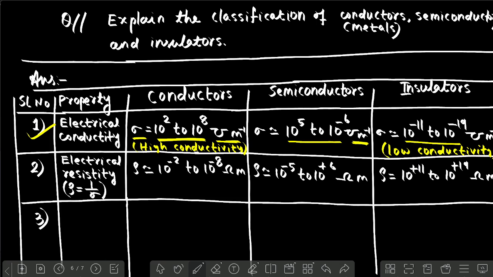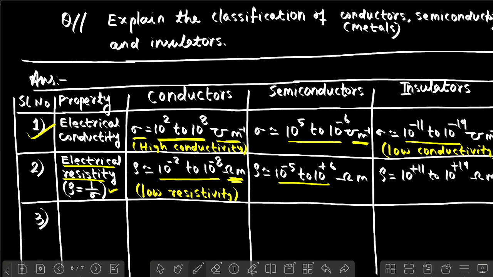Similarly, another property you can take is electrical resistivity, which is rho. Rho is given as 1 by sigma, and its unit is ohm meter. So it is the reciprocal of conductivity. For conductors it comes to 10 to the power minus 2 to 10 to the power minus 8 ohm meter, which is low. So for conductors you have low resistivity.